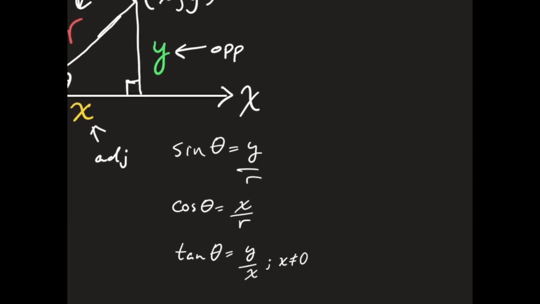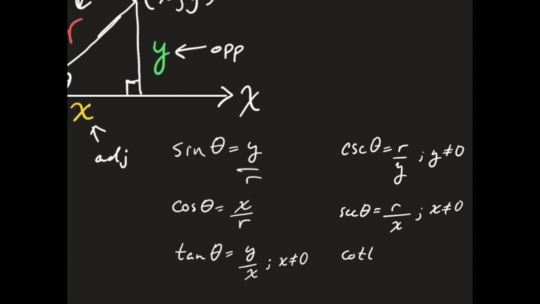The reciprocal of sine is cosecant, which is CSC, and so the reciprocal would be r over y. And remember, we cannot divide by 0. The reciprocal of cosine is secant, so secant theta will be r over x. And we cannot divide by 0. And our last reciprocal is cotangent. So cotangent theta is x over y, and we cannot divide by 0.